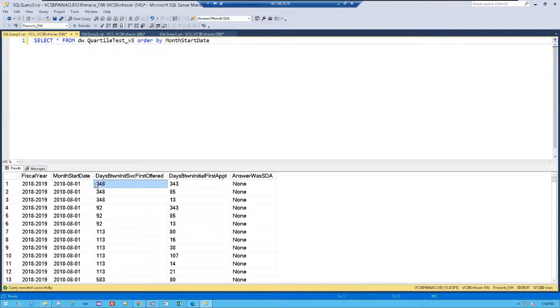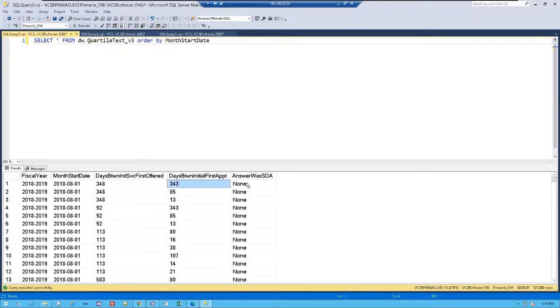Those of you who know open access or same day access, that sounds familiar. We see here that for this month, in fiscal year 2019, this looks like August of 2018, the days between initial service and first offered was really high, but as time goes by, the number should get a little less. We're going to look at whether there was improvement. We also have days between initial service and the actual attended first appointment. That's another thing we're going to track. And then they track, was this what they call same day access?